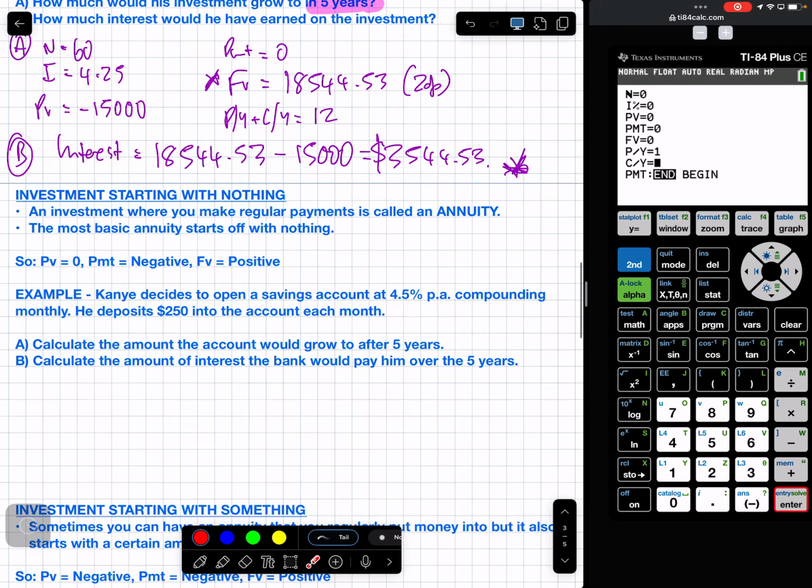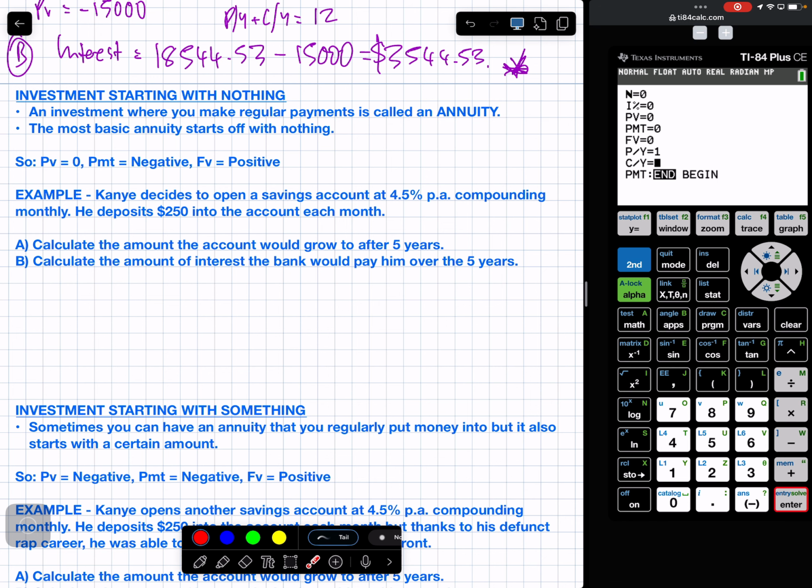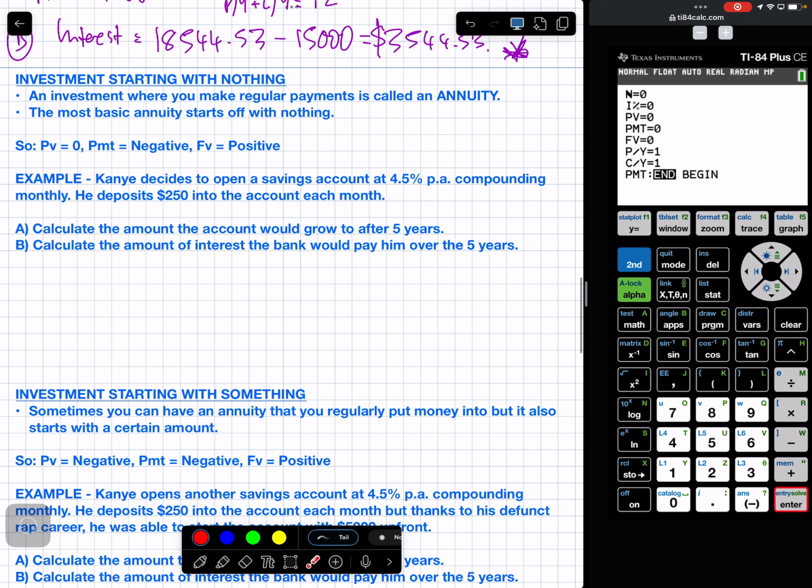So let's pretend that we're Kanye again. An investment that starts off with nothing. What's special about that? PV is going to be zero because it started off with nothing. PMT is going to be negative because on TVM Solver, when the money comes from your wallet into the bank, what sign should it be? If my money goes from me into the bank, it's negative on TVM Solver. If the bank is giving it to me, it's going to be positive, and FV is going to be positive.